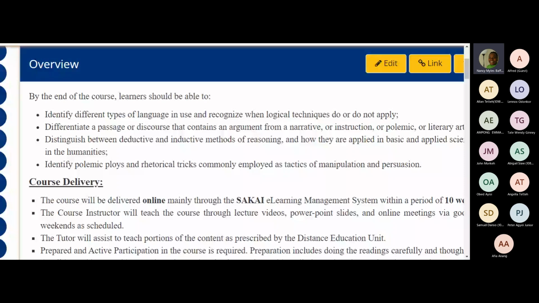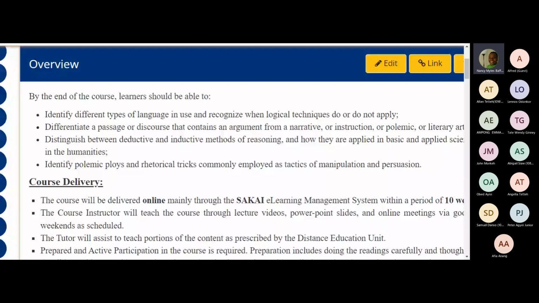So these are different fallacious ways of reasoning, from the word fallacy, that will help you see ploys and rhetorical tricks commonly employed as tactics of manipulation and persuasion. The whole statement there is just saying fallacies. The course will expose you to fallacies, which is in Unit 10.